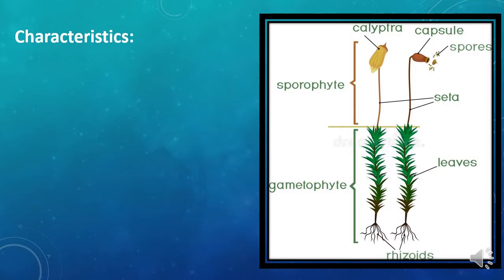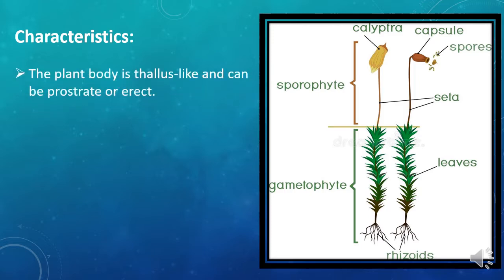Coming to the characteristics of bryophytes. The plant body is thallus-like and can be prostrate or erect. Bryophytes are non-vascular plants and they don't have a well-differentiated body structure. They don't have the vascular tissue, xylem and phloem, and their plant body is thallus-like and it can be prostrate, that is flattened, or erect, that is upright.